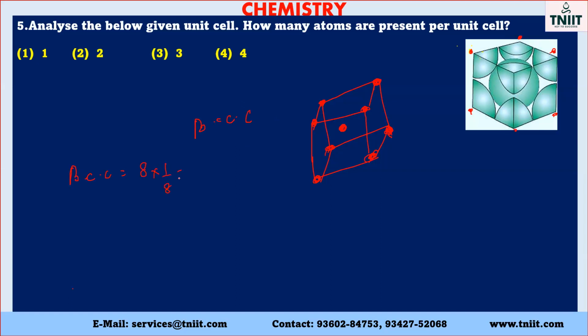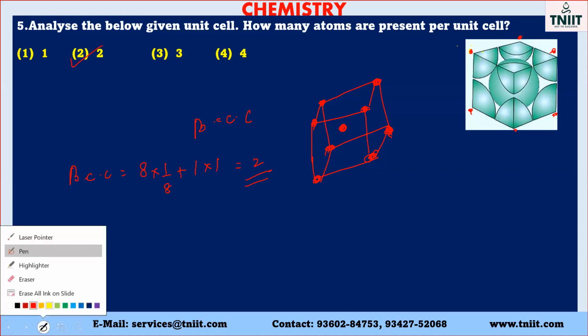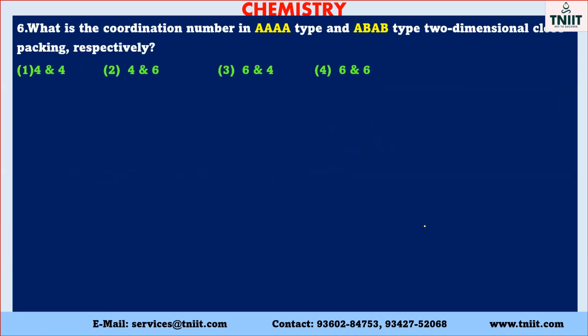Contribution is 1 by 8. Plus, we have 1 atom at the center. Contribution is 1. Therefore, the number of total particles is 2. The answer for this question is option 2. You should identify the crystal. The crystal is a body-centered cubic lattice.